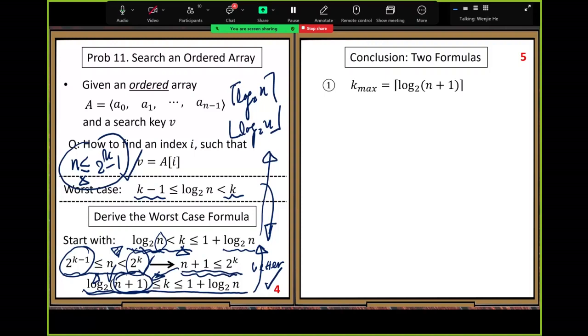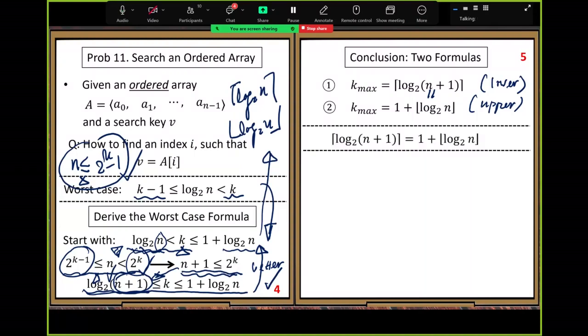The maximum number of comparisons for the binary search corresponds to the worst case. So this one is from the lower bound version. Then formula number 2 is from the upper bound version. They have different expressions, but they are the same. These two different expressions are exactly the same, and we can prove it rigorously using some math tools. Here I skip the proof part.